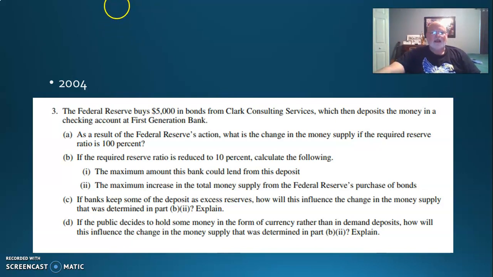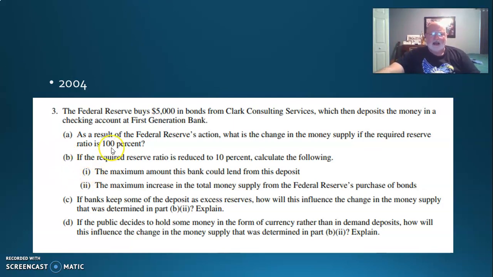Okay. If the required reserve ratio is reduced to 10%, calculate the following: the maximum amount that this bank could lend from this deposit. The bank got $5,000 in new checking accounts. The reserve ratio is now 10%, so they've got to keep $500. How much can they loan out? $4,500. And by the way, make sure you write on your paper B-I.